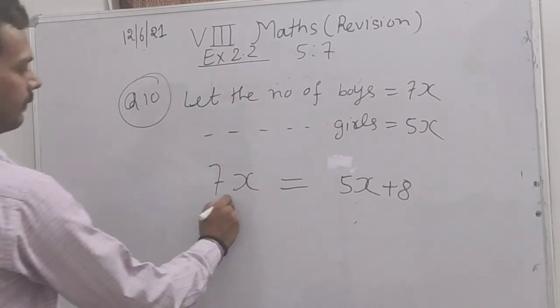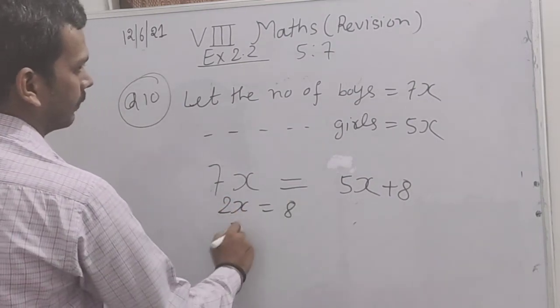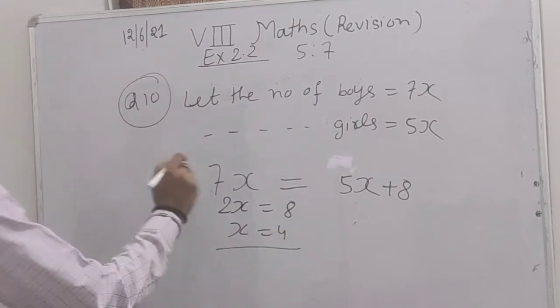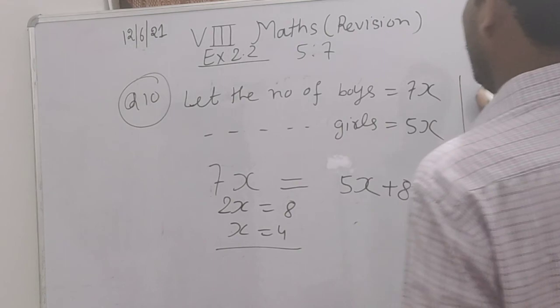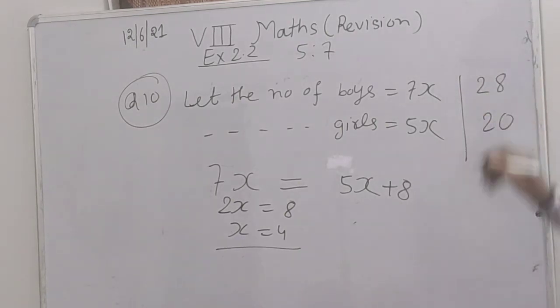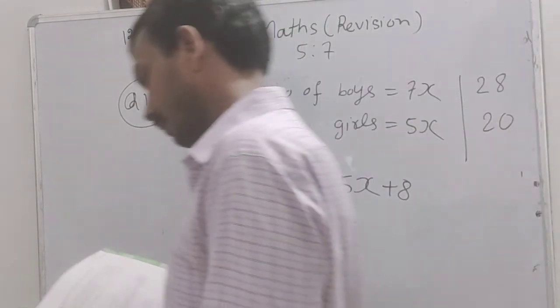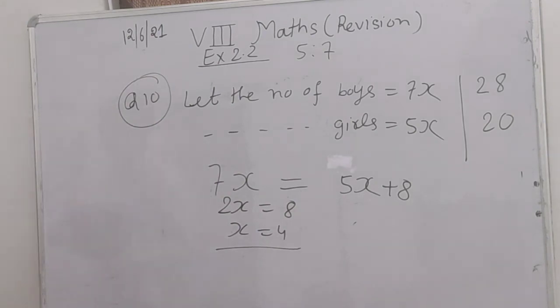So 7x minus 5x is 2x, and 2x is equal to 8. So the value of x is equal to 4. The number of boys will be 28 and girls 20, and their ratio is 7:5. Yes, the same. Okay, so that's all for today's word problems.